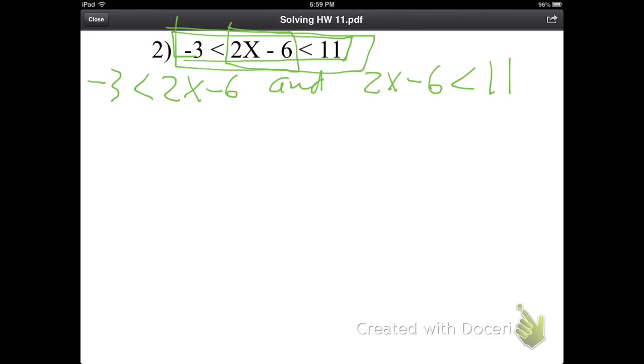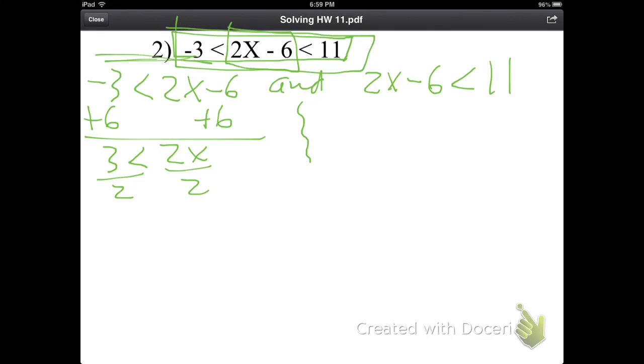Okay, now we're at this point. You're just going to solve each of them separately, graph your solution at the end, and write it out in interval notation. Here I want to get x by itself. I'm choosing to have x on my right side with my left inequality. So I'm going to add 6 to get rid of the 6 on the right side. Now my left side is 3, because -3 plus 6 is 3. And I got 2x. I need to divide by 2 to get x by itself, and now I got 3 over 2 less than x.